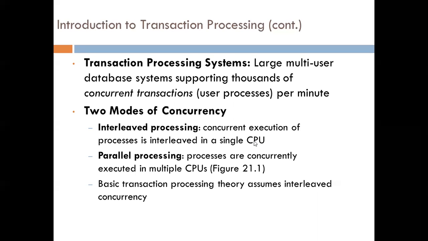The basic transaction processing theory assumes interleaved concurrency. Earlier, transaction processing used to happen in an interleaved manner. Nowadays, with advanced technologies in CPUs, many cores are available up to octa core, and even some applications and our server systems can have multiple processors. So these transactions can execute at the same time.